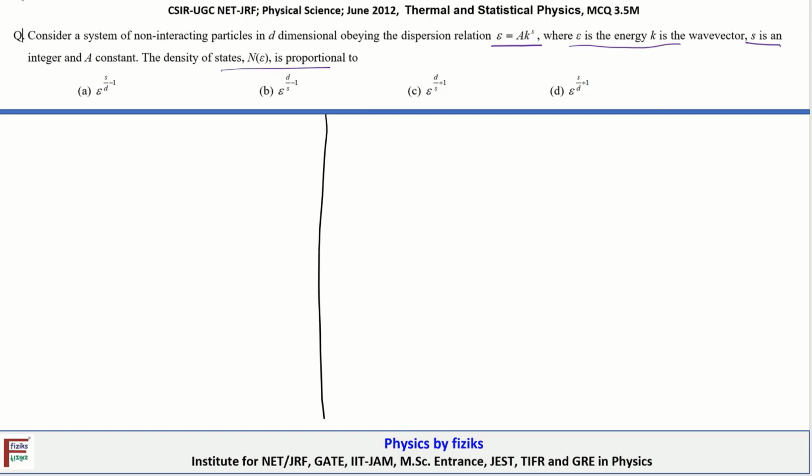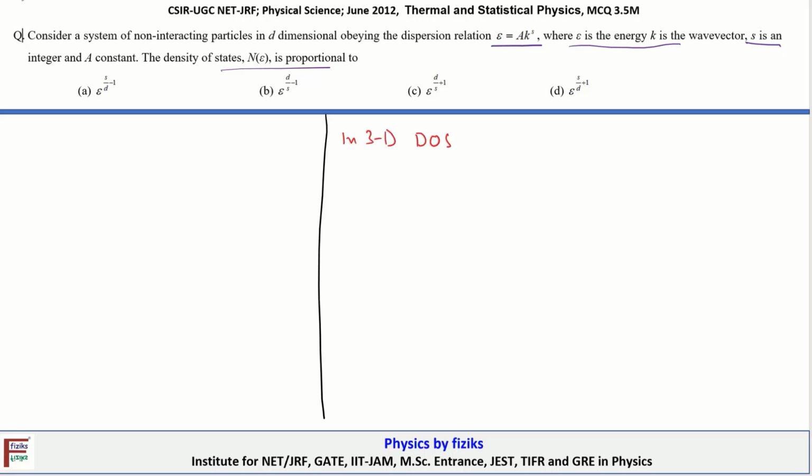Okay, so I have already discussed this problem in detail in the classroom. That means the generalized procedure we have already talked about in the classroom. But here there is another additional method which you can follow to quickly determine the density of states dependence on the dimension of the system and the exponent of the wave vector k. The result can be generalized from various results which are available for one dimensional, two dimensional and three dimensional systems.